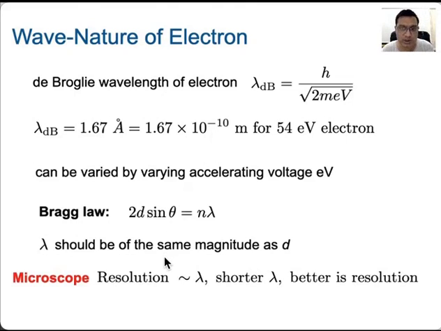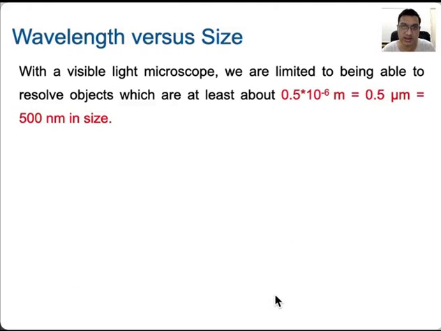So in a microscope, you need a resolution of the order of lambda, and if you get a shorter lambda, it means you are going to get a better resolution. And this is how the electron microscope came into existence. So what is the relation between wavelength and the size that you can resolve? With visible light, which has a wavelength of the order of hundreds of nanometers, we are limited to resolving objects which are at least 0.5 times 10 to the power minus 6 meter, which is around micron size, or 500 nanometer, because this is the typical wavelength of visible light.